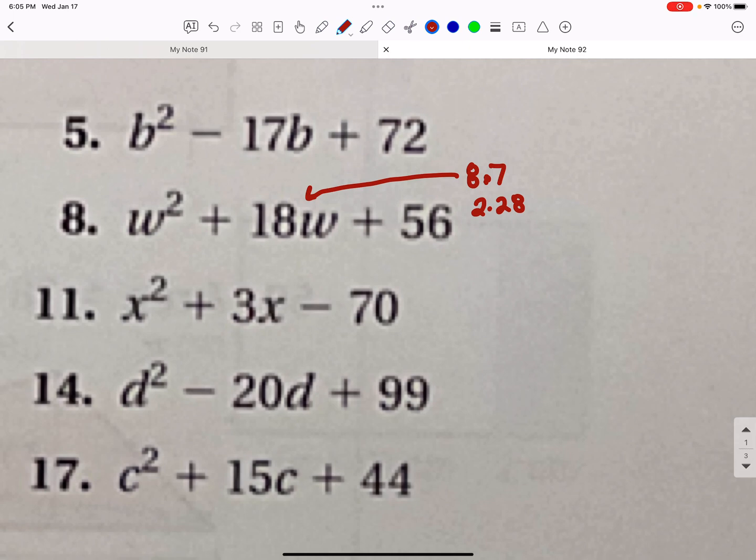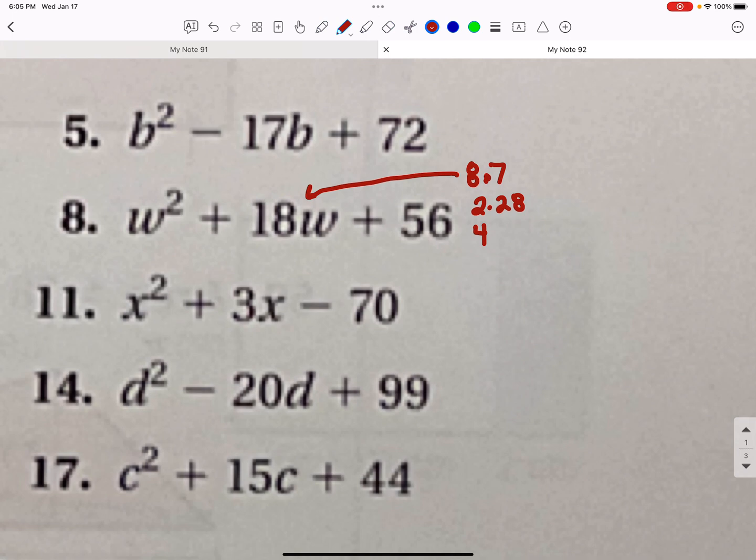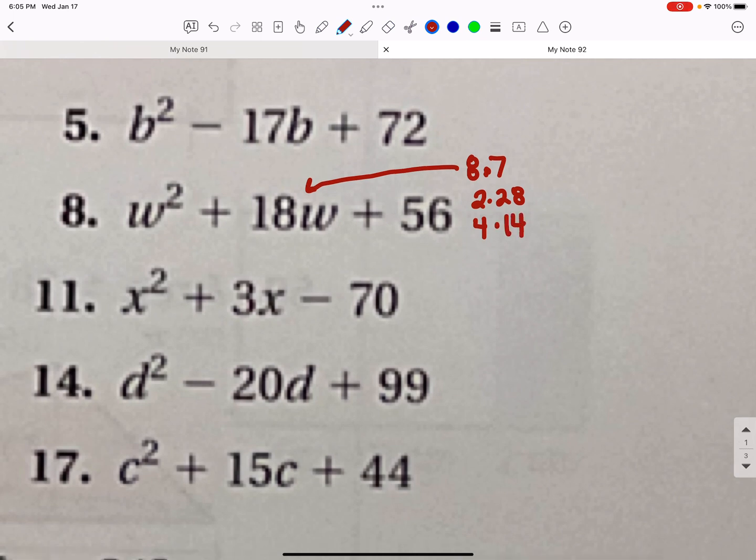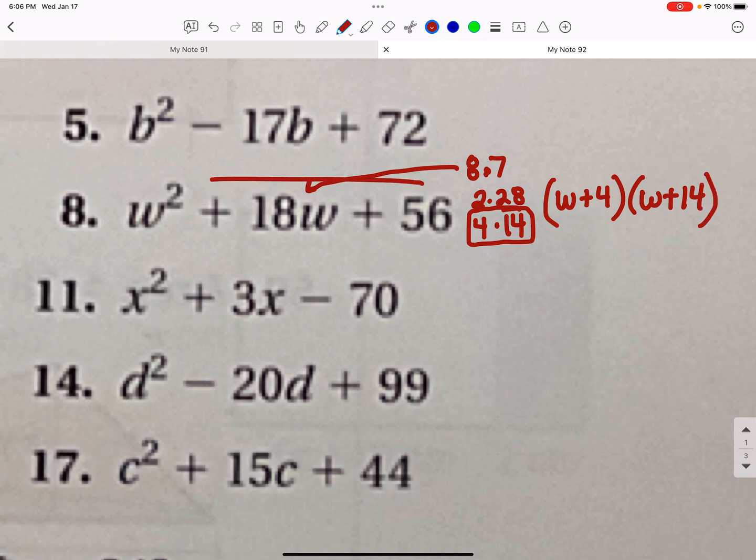Okay, 4. How many times does 4 go into 56? 56 divided by 4. Oh, 4 times 14. There's how we're going to get 18. 4 times 14 is 56. 4 plus 14 is 18. Those are the two things I need. I need positive 4 and positive 14, so W plus 4 and W plus 14. So that's the way you factor all these three when none of these share anything. I can't take a W out of anything. That one doesn't have a W, this one doesn't have a number. There's nothing they share.